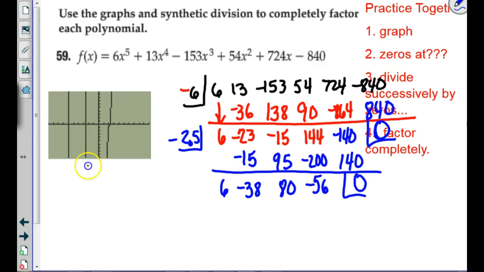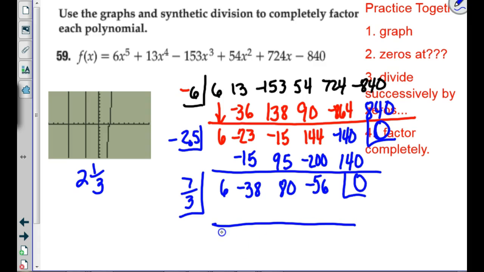It's 2 1/3, which would be 7/3. I don't think we want to do synthetic division with a 7/3, very bad. Okay, 6 times 7 divided by 3 would be 14. This would be negative 24 times 7 divided by 3 is negative 56. I hope someone's checking me. Which is 24, which is positive 56. All right.